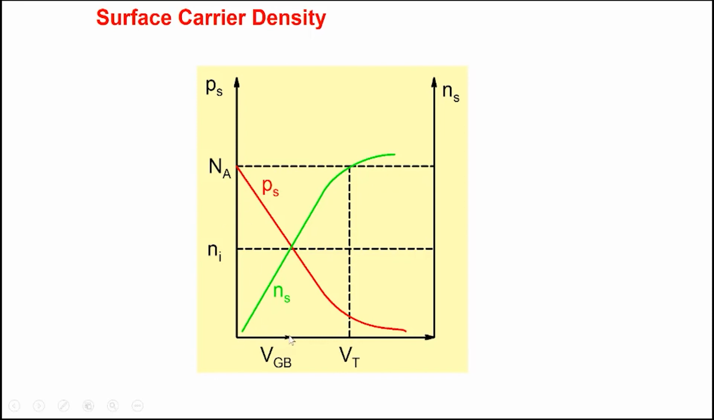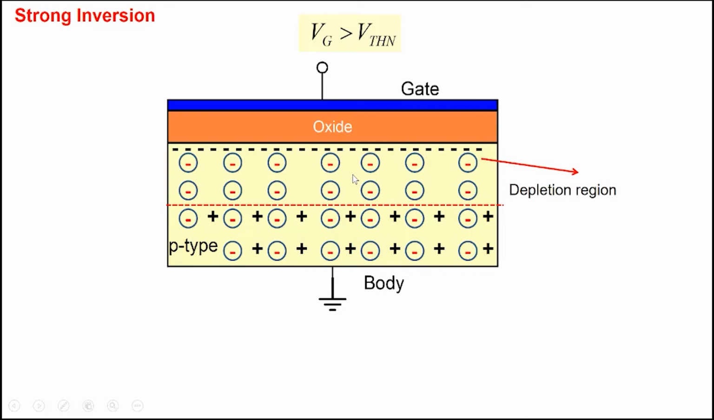As we keep on applying the gate voltage here, the hole density keeps on reducing and the electron density keeps on increasing. Eventually the electron density crosses this Na part here, and this is what we call the threshold point. So when the gate voltage is larger than the threshold voltage, we have a sheet of electrons at the surface. And if you apply even higher gate voltage, you'll get an even larger sheet of electrons, a lot more electrons at the surface.